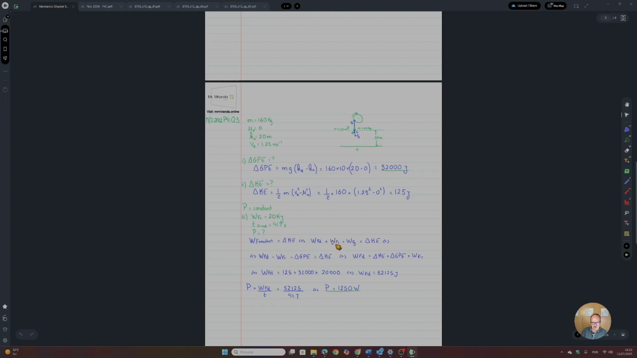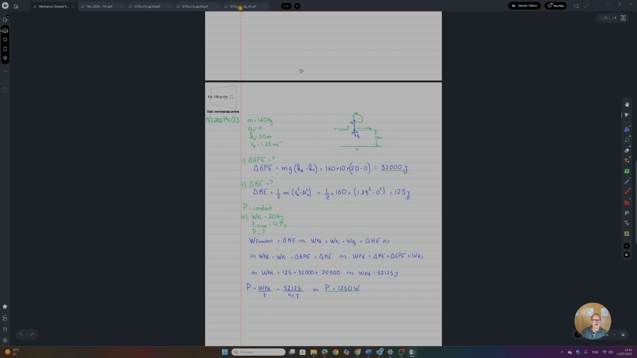Don't forget, this is going to be a negative value, it's taking energy out of the system as it goes up. This is going to be positive, as we can see over here. And this is going to be whatever it is. Okay, just substitute the values over here. And you get the work done by the driving force, divide by the time, and you have the power.